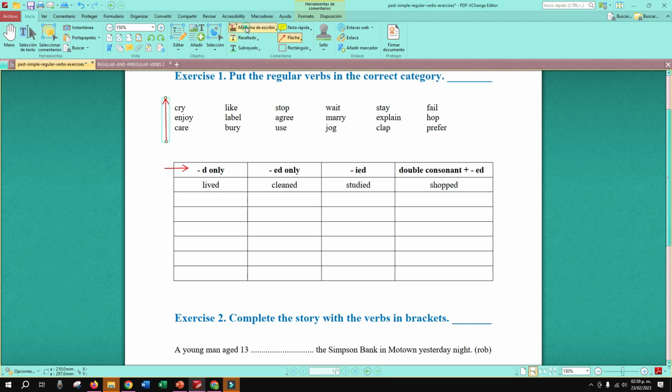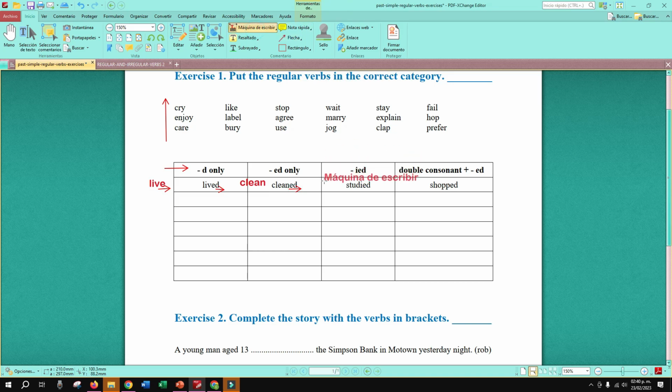Lived. What is that one? There you have that. Live. This one finishes in E, right? You just need to add D, right? What about this one? Clean. You know this one? Clean, right? This one, look, finishes in N. So you need to add what? ED, right?